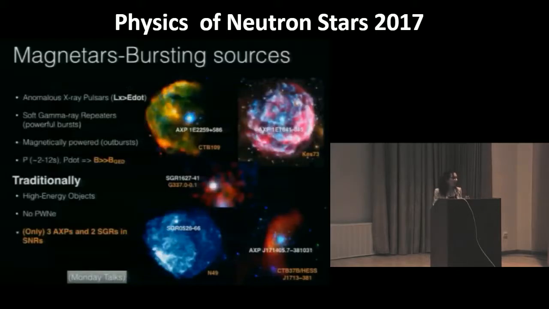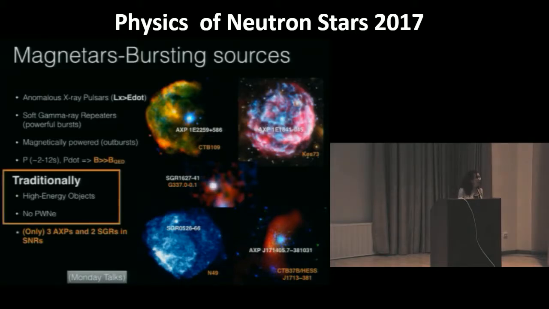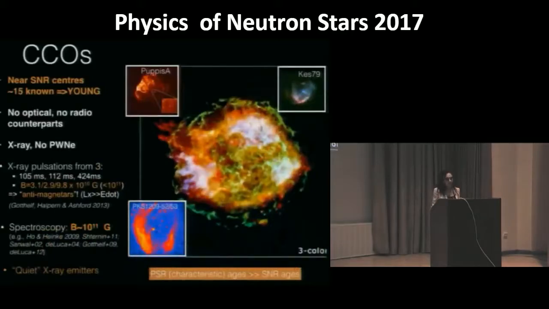So very briefly on these classes of neutron stars with extreme magnetic fields, magnetars, we heard great talks on Monday about magnetars, so I'll just skip this and just say that traditionally these are discovered as high energy X-ray and gamma ray objects, and they are not supposedly powering pulsar wind nebulae. And even though they're believed to be relatively young objects, we only have a very handful of associations with SNRs. We have about two dozen magnetars, but only about 5 associations with supernova remnants, which is a problem for studying magnetic field evolution, as I'll show you later.